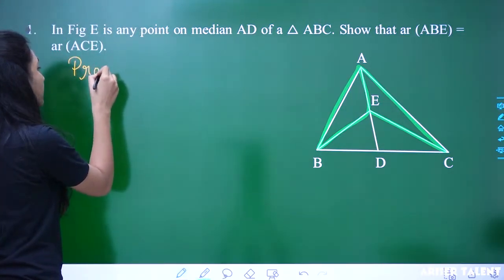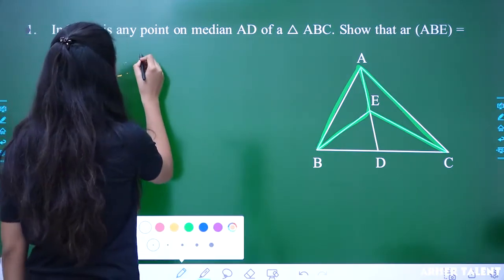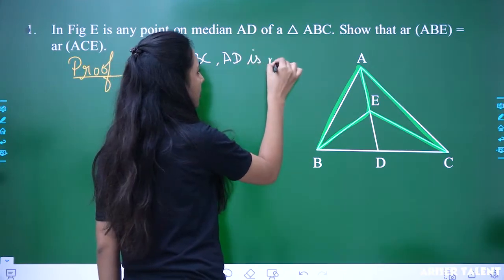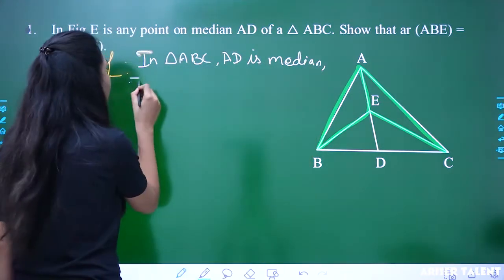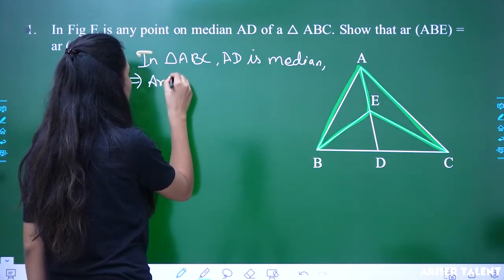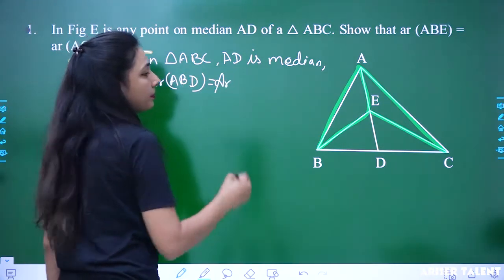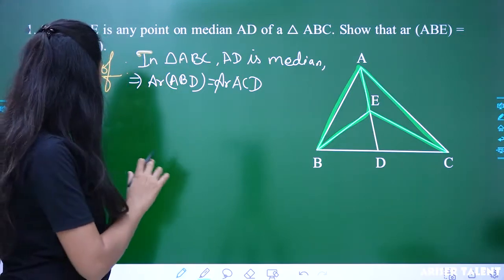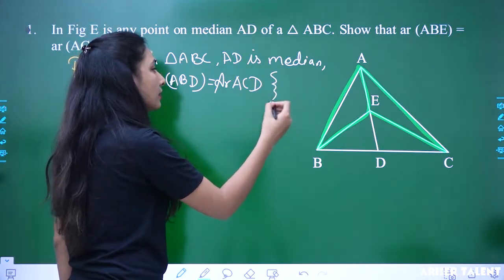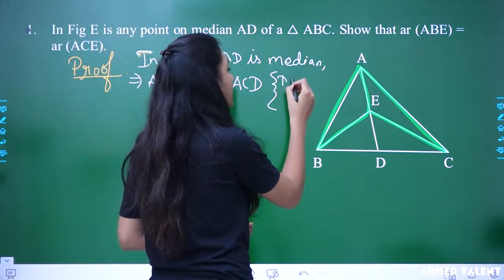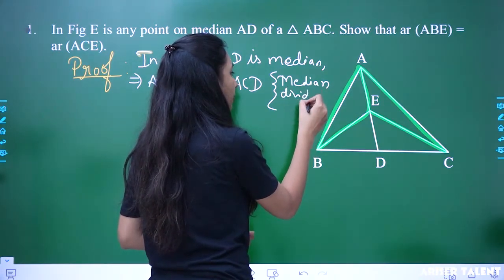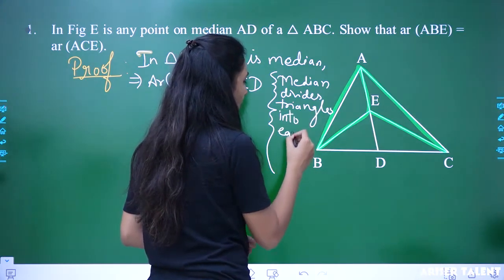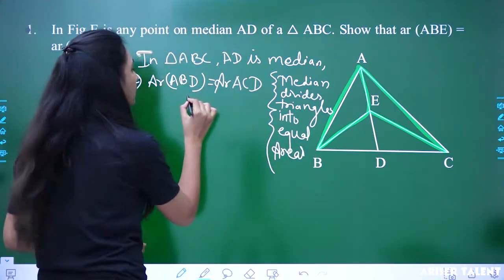So talking about the proof here, in triangle ABC, AD is median. This implies that area ABD is equal to area ACD. Okay? And why is it going to be equal? Because a median divides a triangle into equal areas. Now this is the first thing we got.